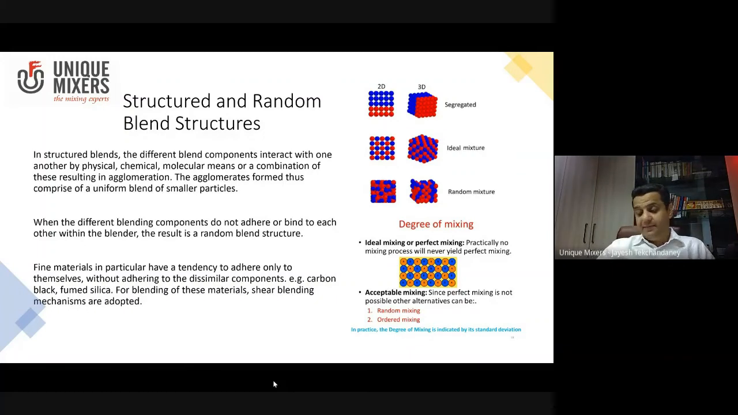Fine materials, and you definitely use a lot of fine materials in refractories, have a particular tendency to adhere only to themselves without adhering to the dissimilar components. Say, for example, you have carbon black or fumed silica. So in such cases, you need to adopt the mechanism of shear blending to carry out the mixing.